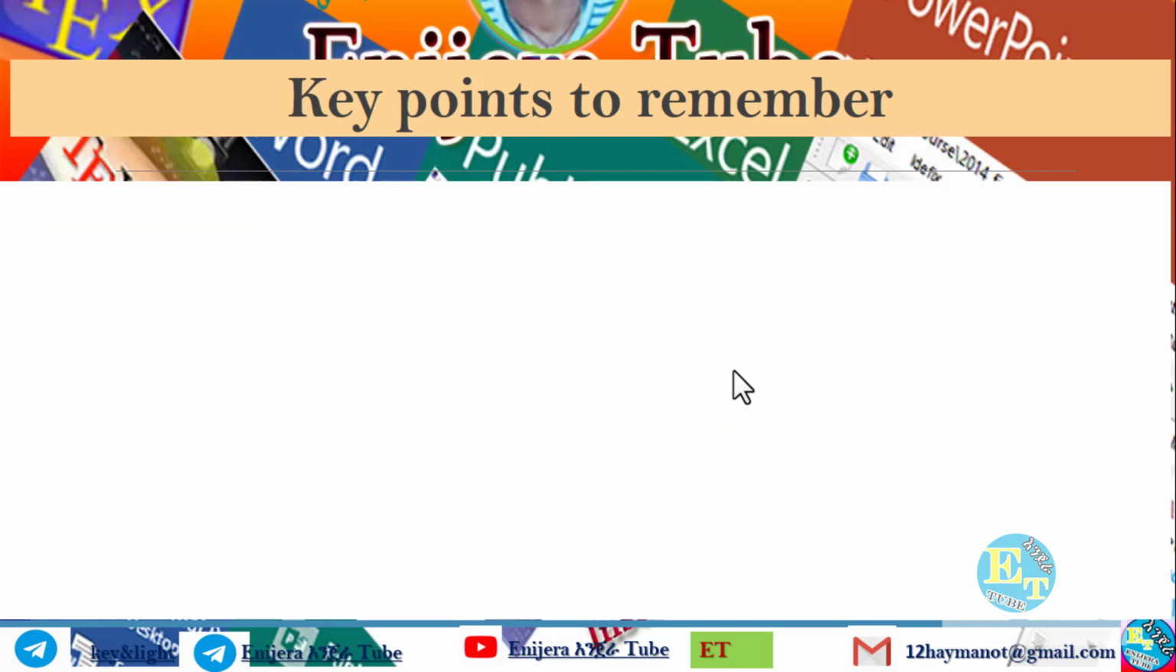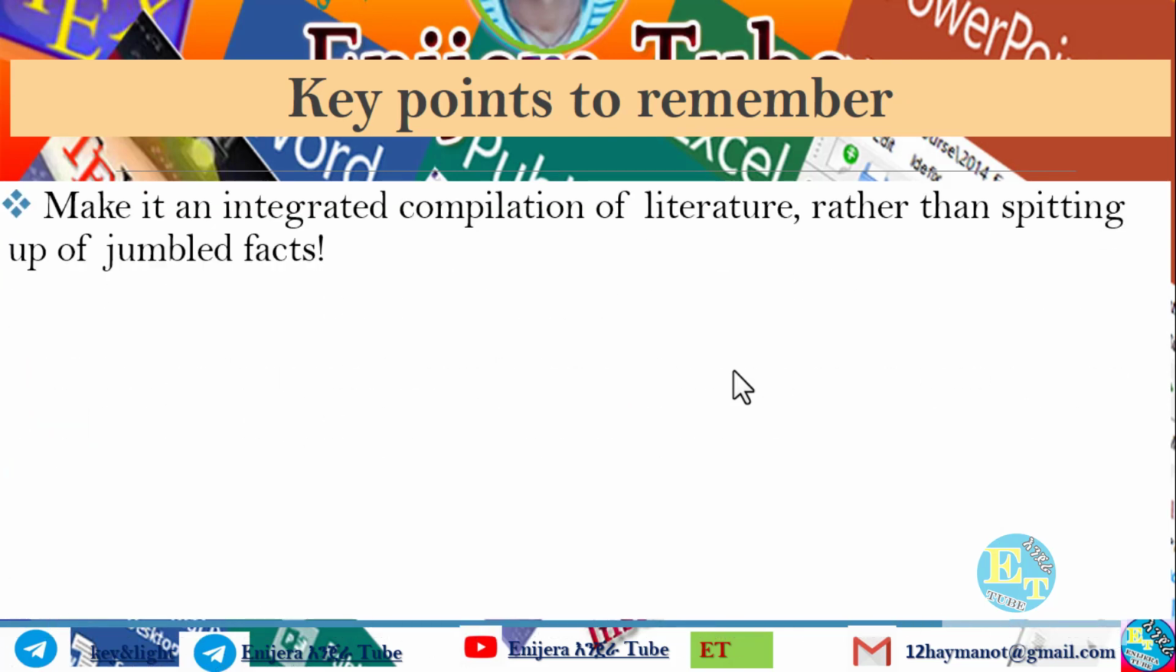ሌላኛው እዚህ ጋር ማስታወስ የሚገባን እስካሁን ስናያቸው የነበረው key points to remember. 1. Make it an integrated compilation of literature rather than splitting up of jumbled facts. Compilation of literatures.